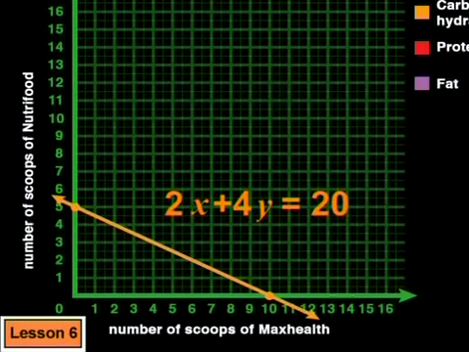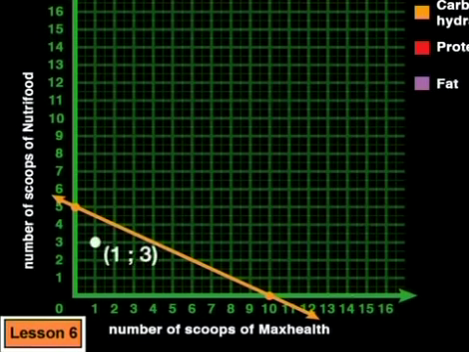We can represent these 3 linear inequalities with graphs. By now you should be able to plot these graphs quite easily. This is what we get. This straight line graph is for 2x plus 4y equals 20. The line divides the graph into 2 sets of points, points below the line and points above the line. One of these sets of points will satisfy the inequality while the other won't. So we need to decide which side of the line to shade to show the inequality.